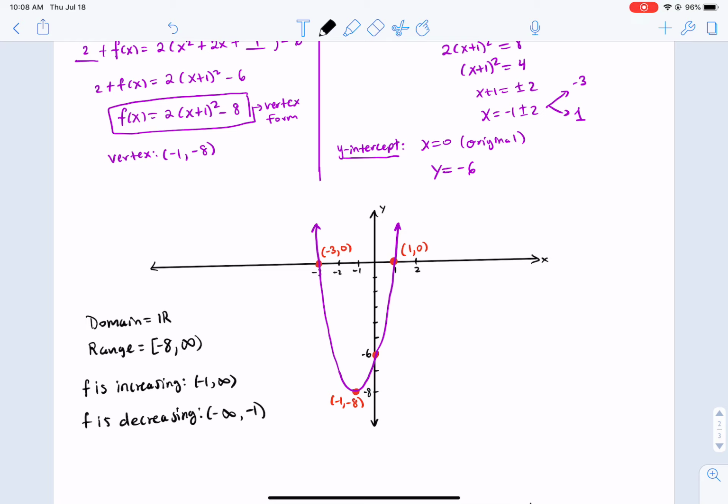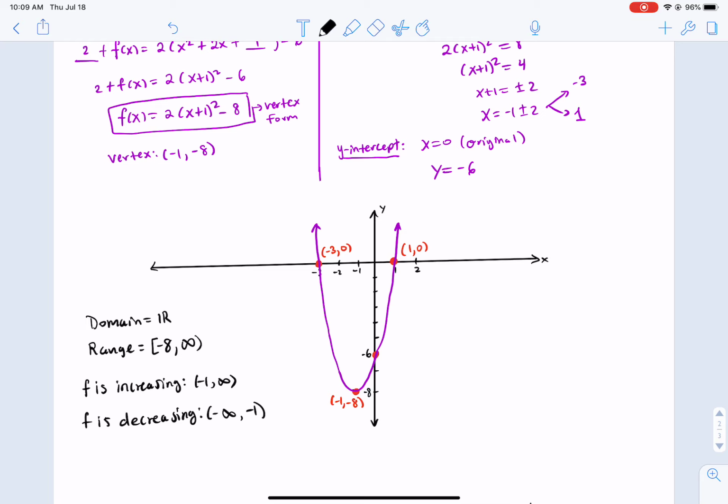Yeah, so it's increasing from negative. So these are the x values, right? So starting at negative 1, you're going to be at this point right here. And if you start walking to the right, after this point, you're going to start rising up. So you're increasing from negative 1 all the way to infinity.